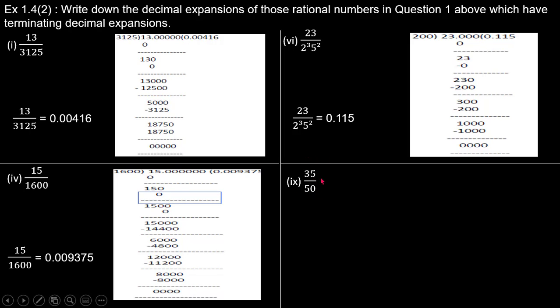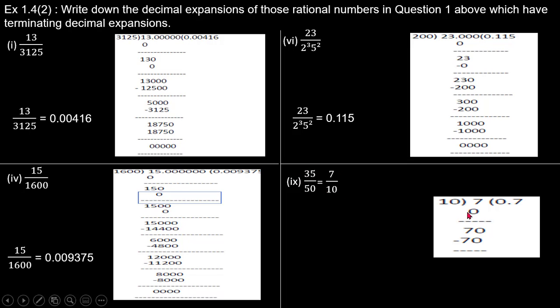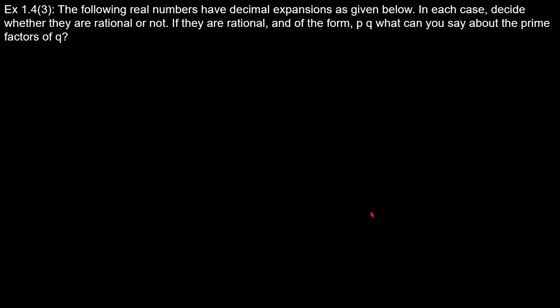35 by 50. This may be asked. This looks simple. First we simplify it. So it goes 5 sevens and 5 tens. Now 7 can be divided by 10, and we get, it's very easy, 0.7. So these are the 4 cases where we have terminating decimal expansion, and we just have to find out what those are.